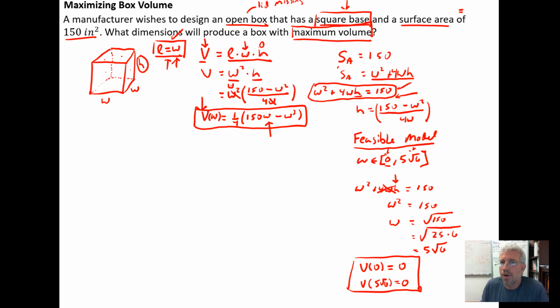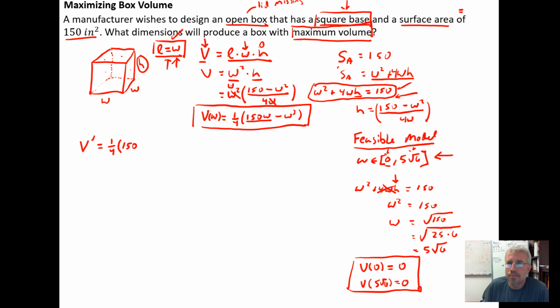So the next step is to find the critical values of your function, because those are the places where you can get relative minima and relative maxima. And this extreme value theorem, in this case, based on our feasible domain, is going to give us a maximum volume. So remember, to find the critical numbers, we need to know the derivative. So the derivative of this function is going to be 1/4 times the derivative of 150w, which is just 150, minus the derivative of w cubed, which is 3w squared.